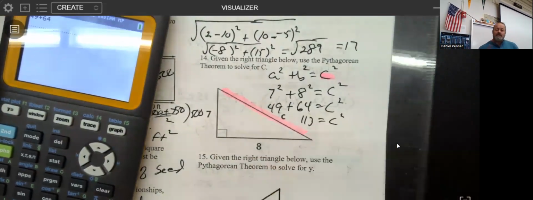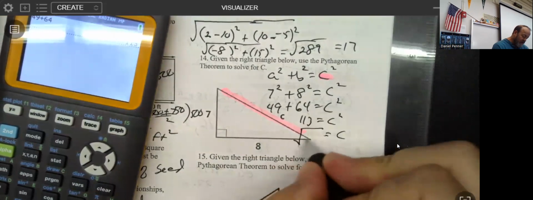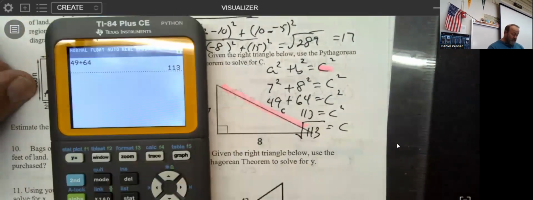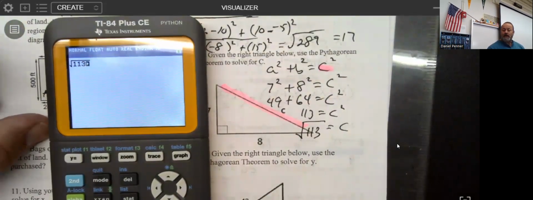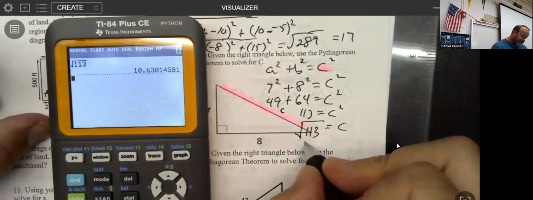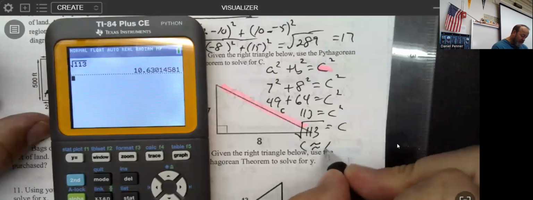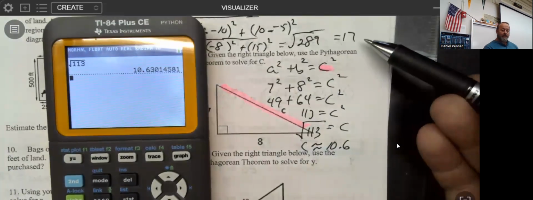But I don't want to know what c squared is. I want to know what c itself is. So c would be the square root of 113, which we can either leave as the square root of 113, or we can ask our calculator for a decimal approximation of that. And I got 10.6. So remember, this is being rounded off, and that's why I'm using the approximate symbol. It's not a perfect easy number. Like this one right here is a nice perfect easy number. This one is not so much.